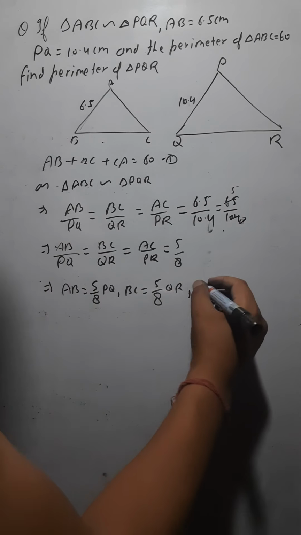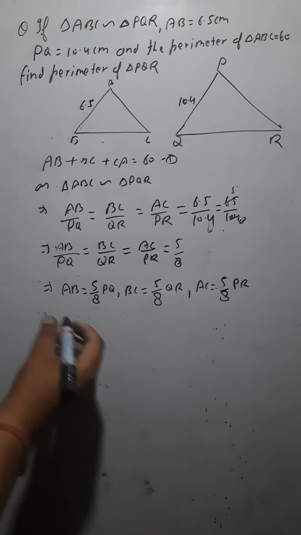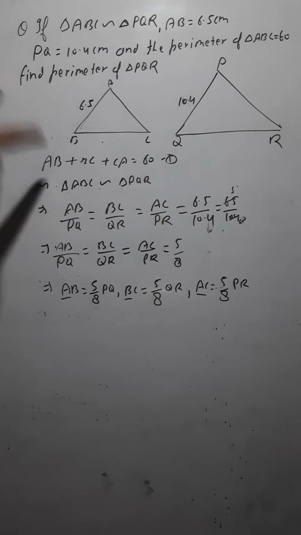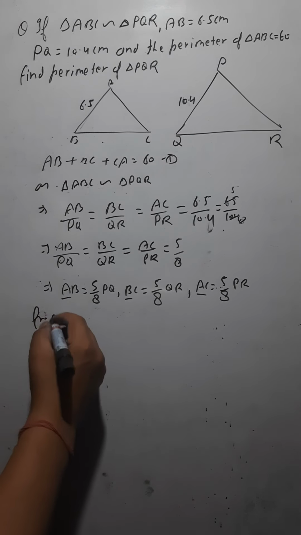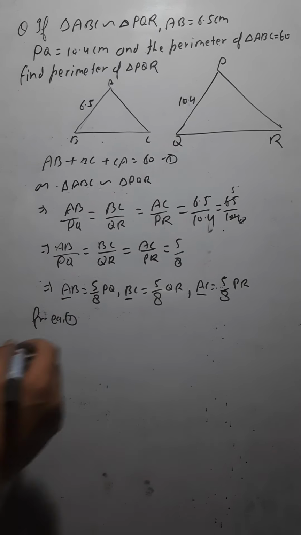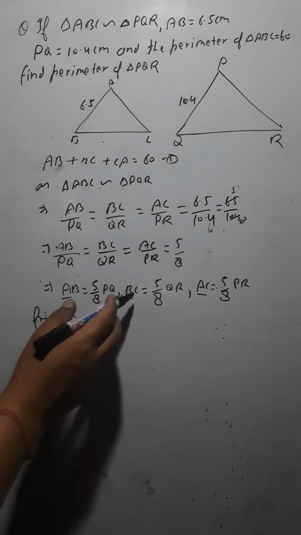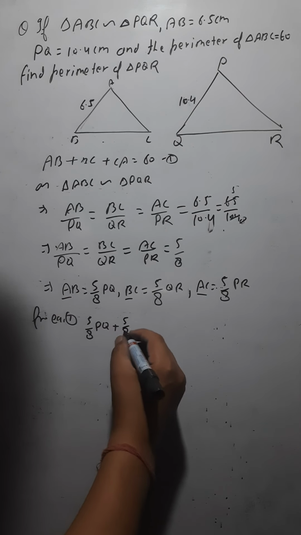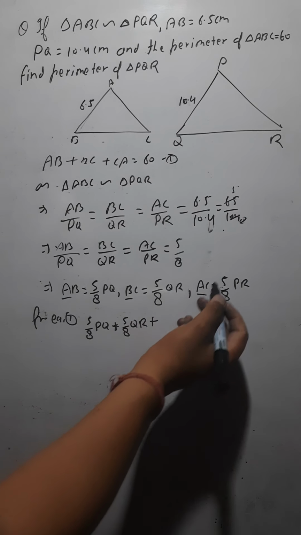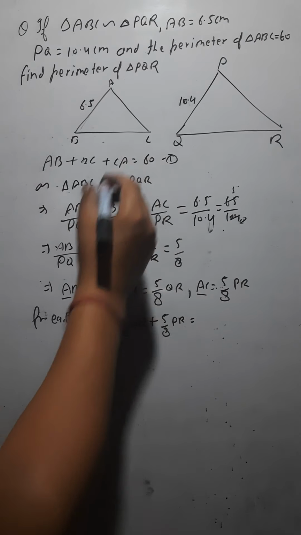Similarly AC would be equal to 5 by 8 PR, isn't it? So now we have got the value of AB, BC and AC. Now I would put these values in equation number 1. From equation number 1, the value of AB is 5 by 8 PQ, plus similarly the value of BC is 5 by 8 QR, isn't it? Similarly the value of CA, that is AC, is 5 by 8 PR. So let's put this value here, and the total, the sum of all these, is how much?